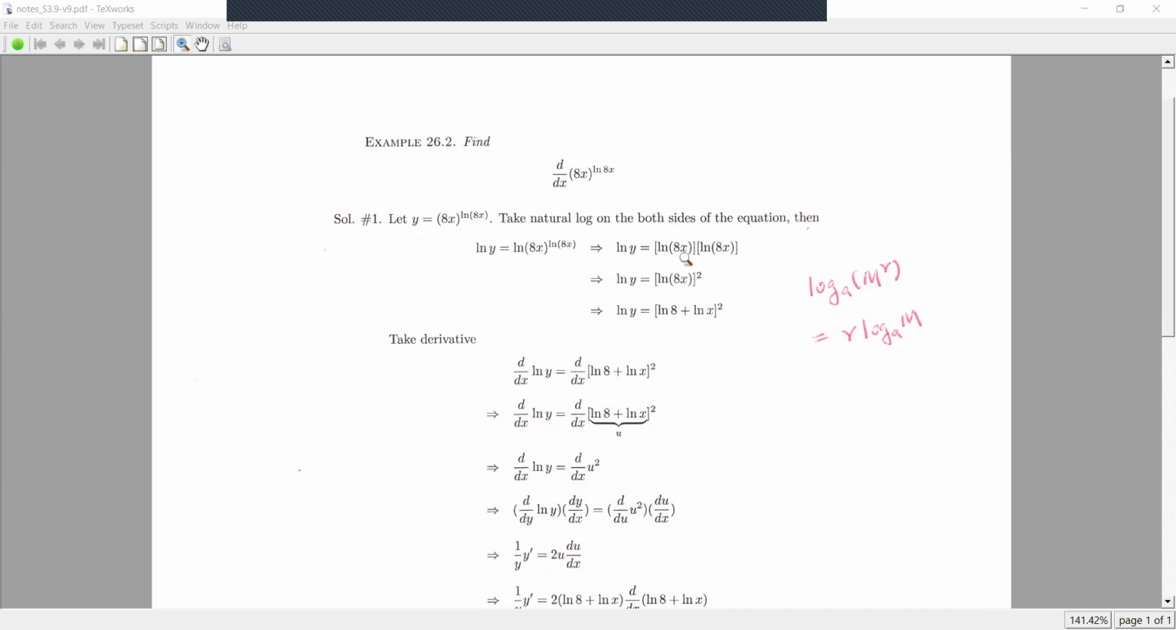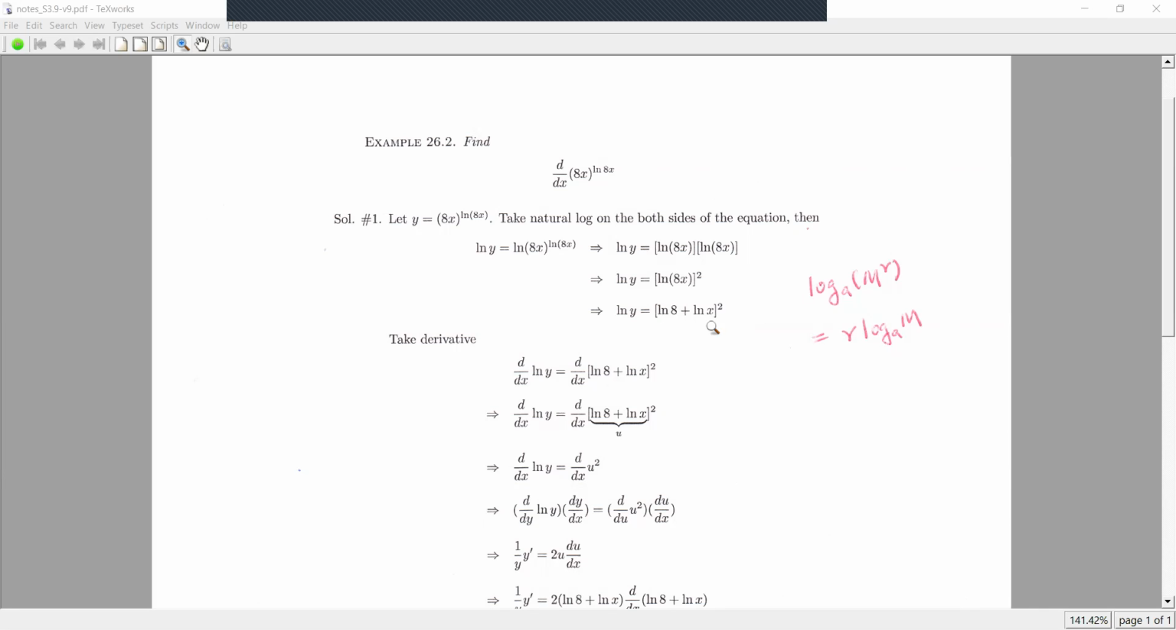Natural log of 8 times x times natural log of 8 times x is natural log of 8 times x squared. Natural log of 8 times x is natural log of 8 plus natural log of x, because natural log reduces a product into a sum. This function is simple enough. I don't think I can further simplify this function.